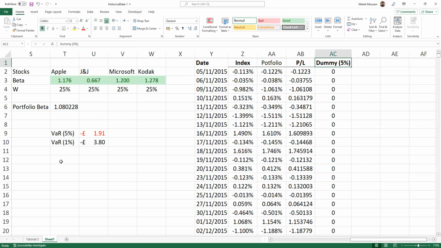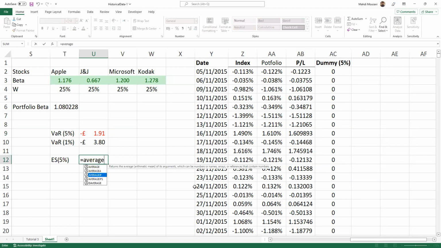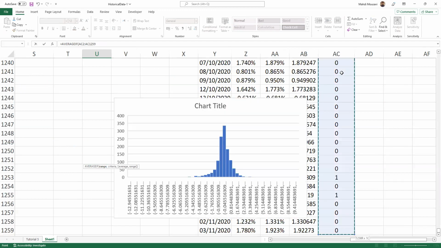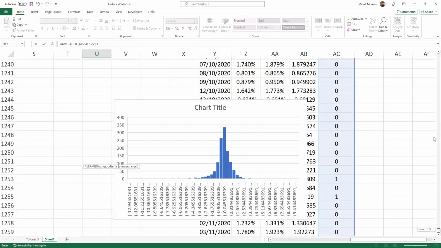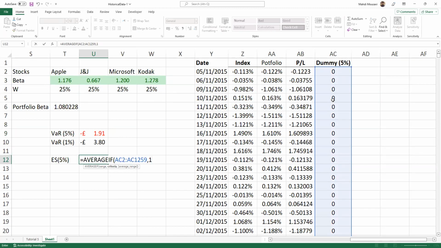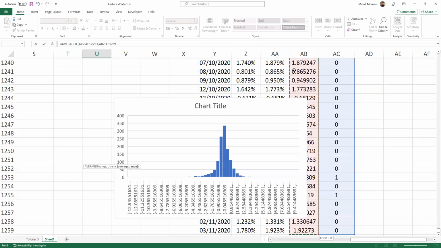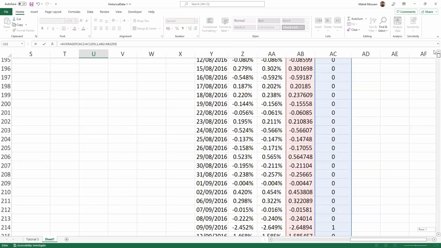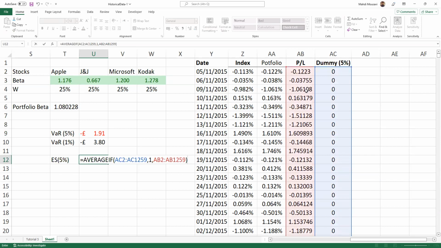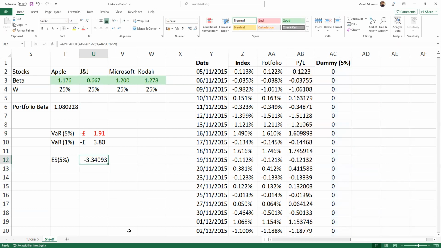So we define this dummy variable, and now what is the expected shortfall at the level of 5%? We can use this function, AVERAGEIF these dummy variables are equal to 1. So I'm asking Excel to consider dummy variables of 1 and take the average of those values. In other words, Excel is going to pick up the days when the loss has been more than the value at risk of 5% and take an average. Okay, so we have got minus 3.34 million.